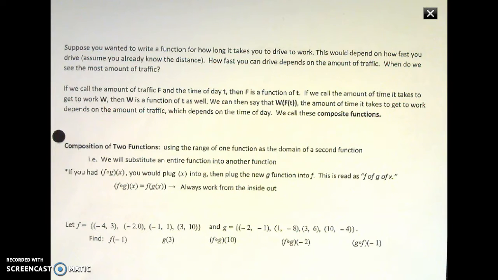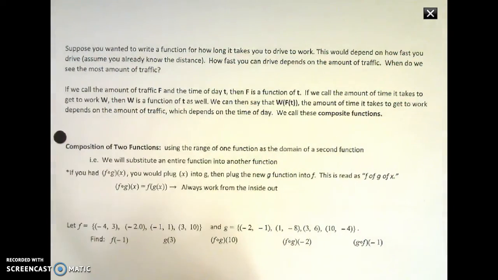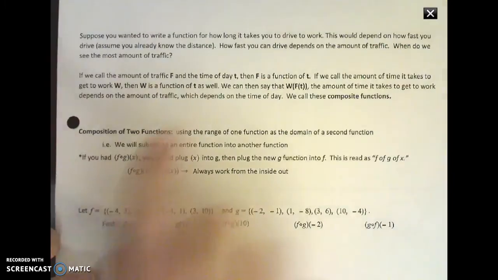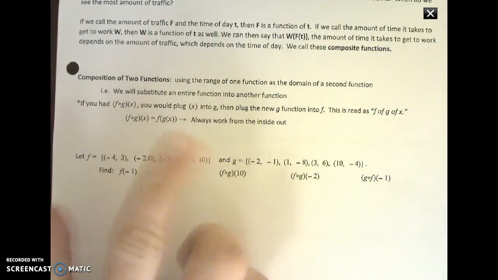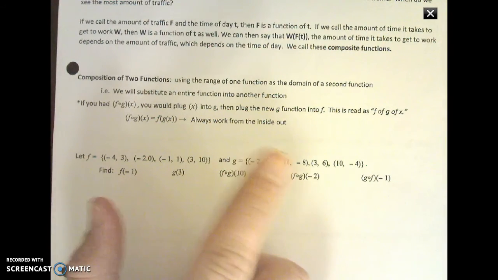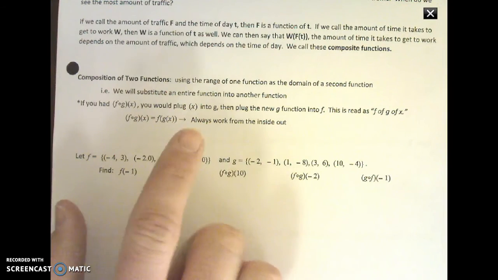Now obviously this is a very real-world example. I'm going to relate it to math more down here. But in class we could have this discussion for a while about how we can have things relate on top of each other like that. The composition of 2 functions uses the range of one function as the domain of the second, i.e. we will substitute an entire function into another function.